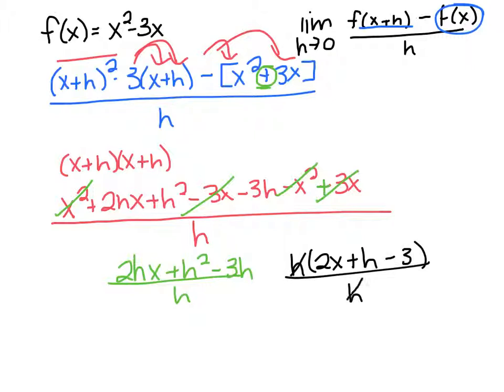So therefore, those cancel. Now, the last thing I need to do is, because I still have an h, I want to evaluate the limit when h is 0. So I'm going to make this a 0, so therefore I can evaluate, and it's 2x minus 3.